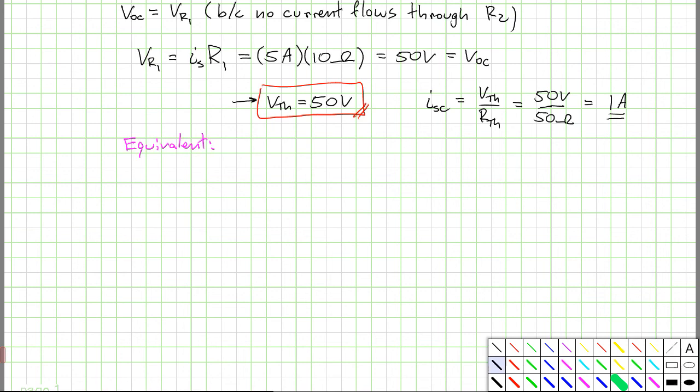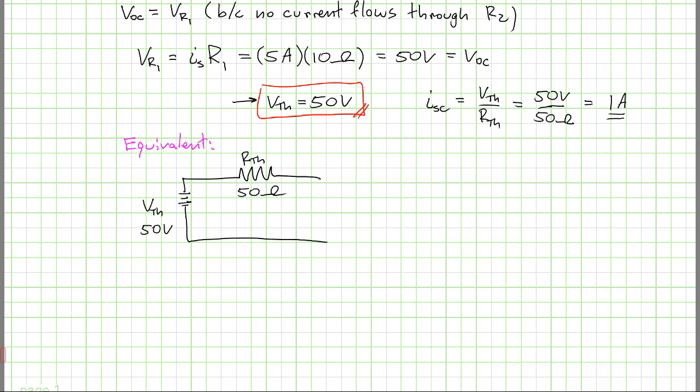All right, and then draw the equivalent. You end up with a voltage source in series with, can you guys hear that thunder? In series with the Thevenin voltage of 50 volts, and a Thevenin resistor of 50 ohms.